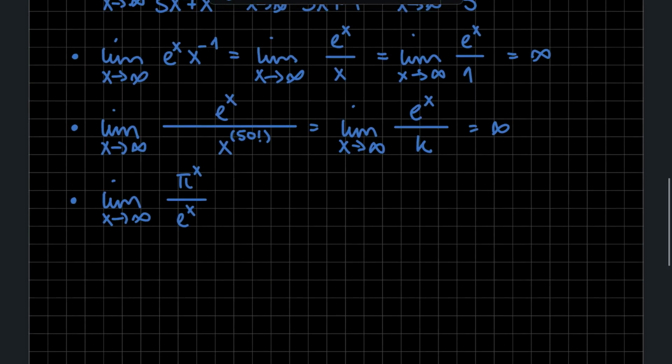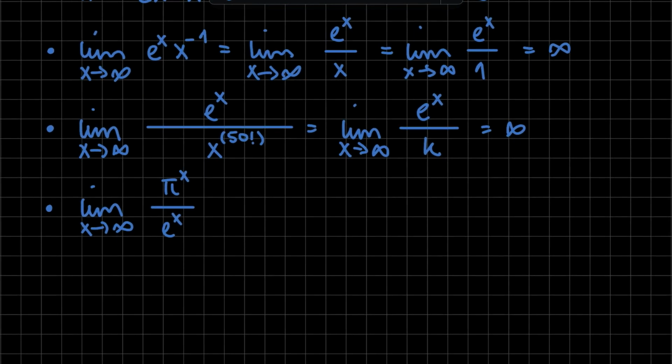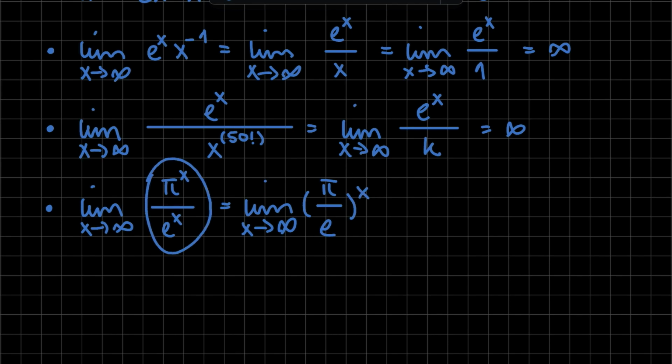And this is the last example. We have the limit as x tends to infinity of pi to the x over e to the x. The best thing to do here is to just use exponent laws and have this exponent outside of the ratio. So the way we would do that is like this. Okay, these two expressions are equal by exponent laws.